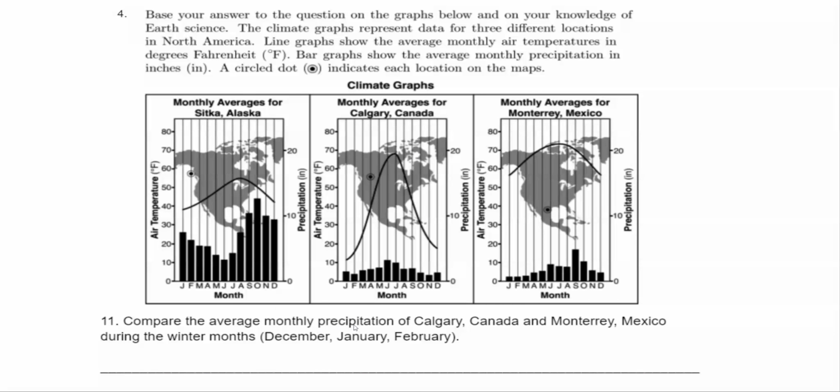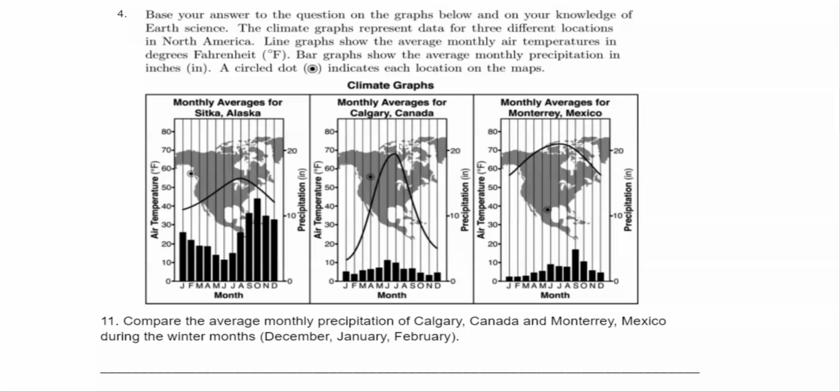Next, compare the average monthly precipitation of Calgary, Canada and Monterrey, Mexico, during the winter months, December, January, February. So I'm looking at the precipitation this time, and that's my bar graph. I'm only going to look at the right side of my scale because that's my precipitation. And I'm only looking at the months of January, February, and December. For Monterrey, Mexico, in January, February, and December, my precipitation, and I'm looking at this side of the scale, is very close to 0. 5 would be somewhere in the middle since this is 10. Less than 5, close to 0, so maybe around 2 inches on average.